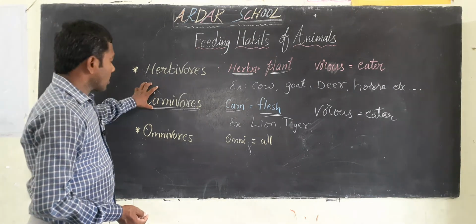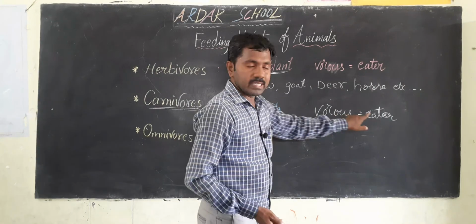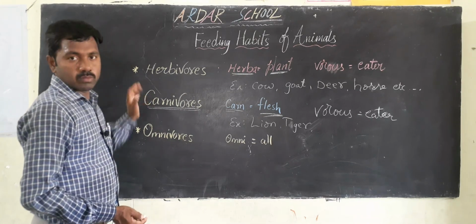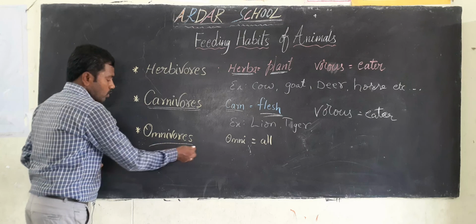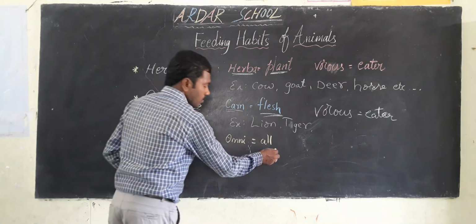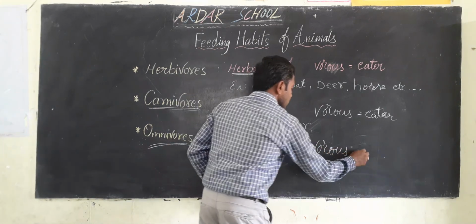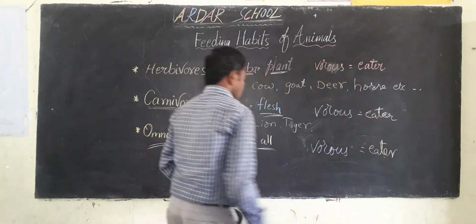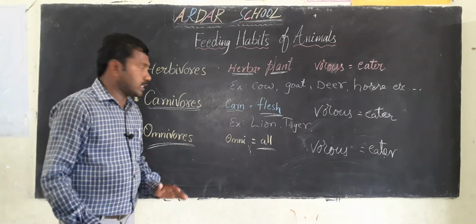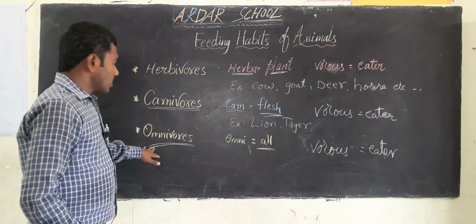Children, say again: carnivores. Carn means flesh, vorous means eater. Animals that eat the flesh of other animals are called carnivores. Next group, omnivores. Here omni means all, and vorous means eater. This group of animals eats both plants and animals. Those are called omnivores.